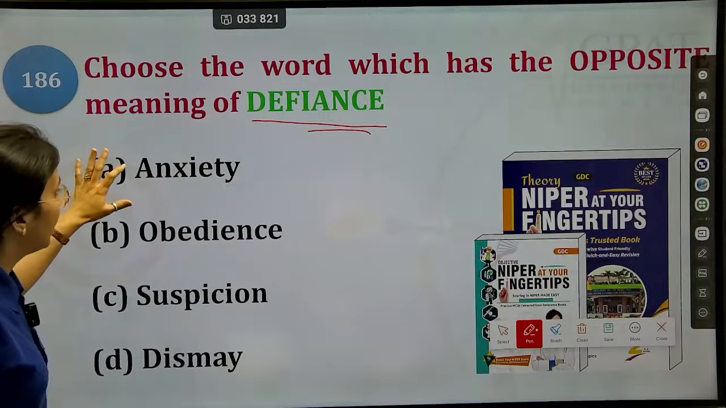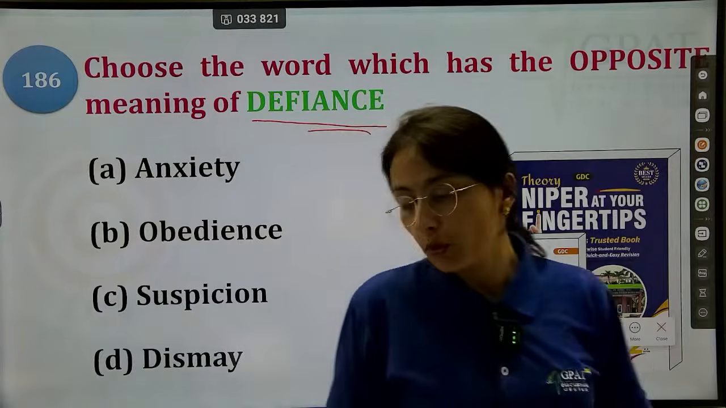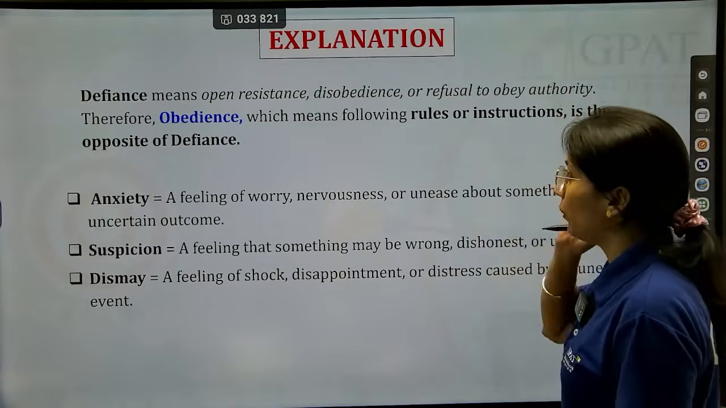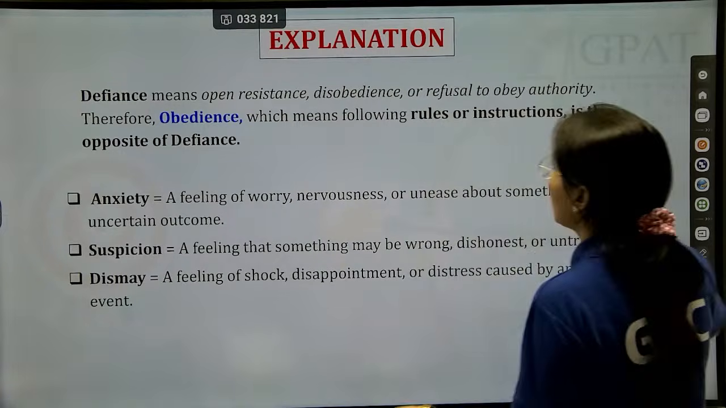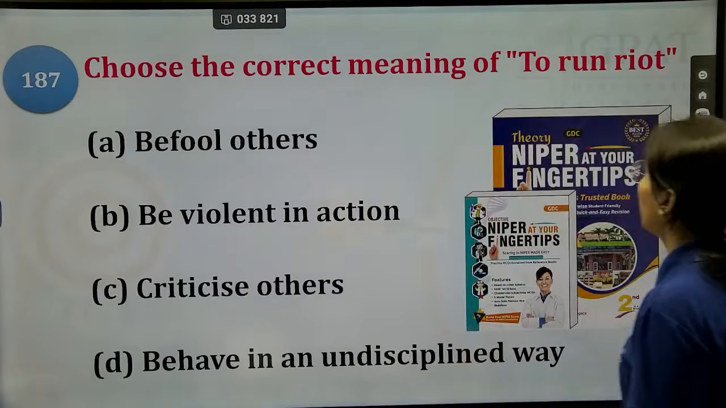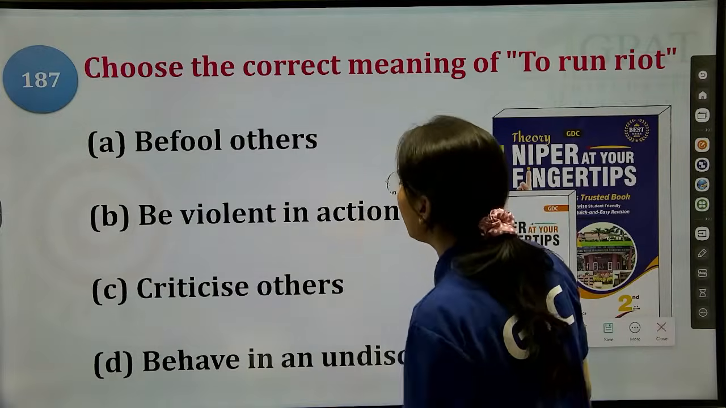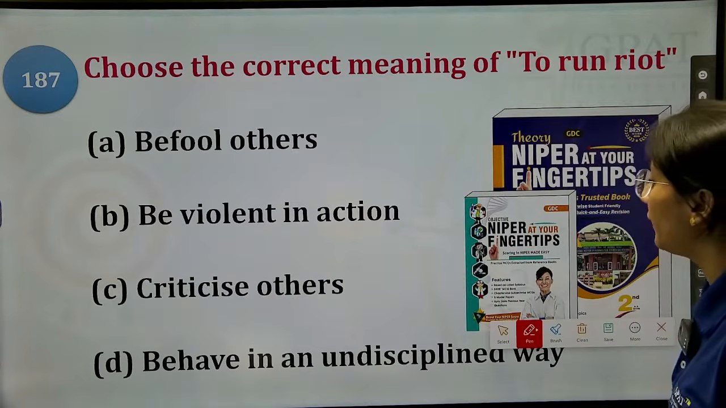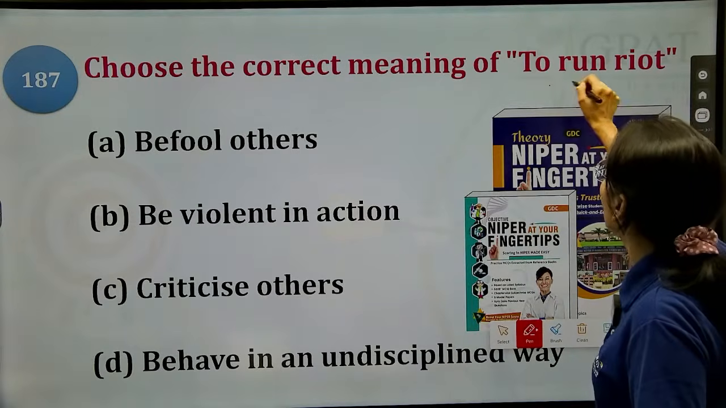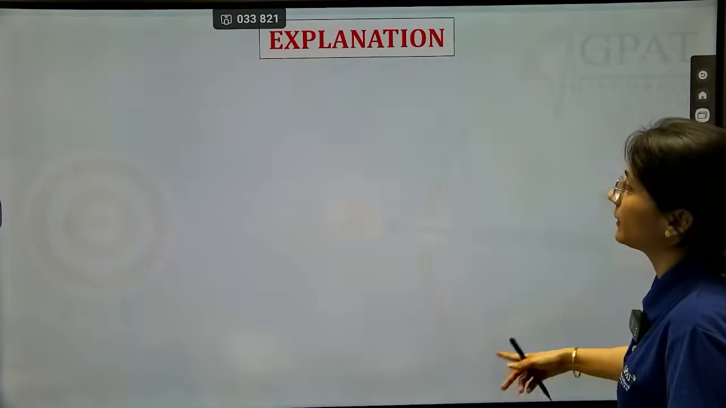So defiance means a very bold person. The options are anxiety, obedience, suspicious, dismay. So the opposite is what? That is option number B, obedience. Defiance means open resistance, disobedience or refusal to authority. Next, choose the correct meaning: to run riot. The options are to fool others, be violent in action, criticize others, behave in an undisciplined way. So to run riot is to behave in an undisciplined way. That is option number D, which is correct.